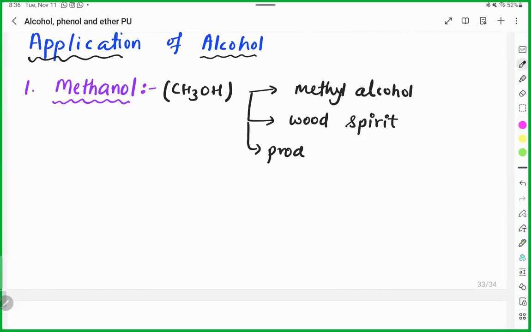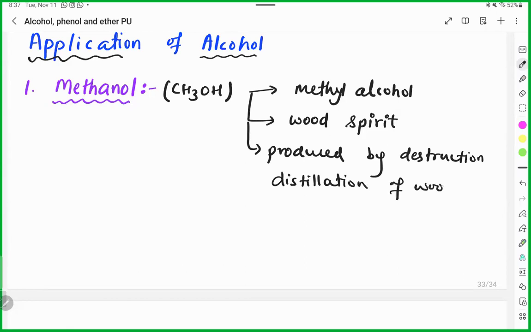Produced by destructive distillation, it means at very high temperature. If you heat the wood, then you can produce it. Correct? So this question can be asked: how is methanol produced? Destructive distillation of wood, it means very high temperature.